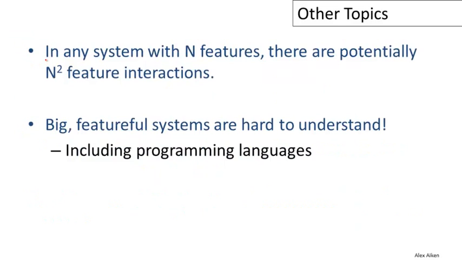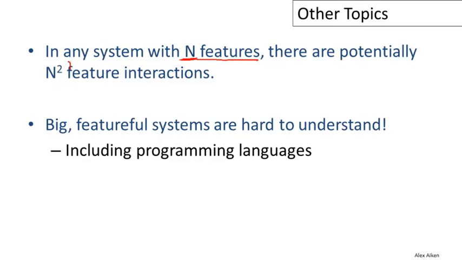Stepping back for a moment, this discussion of class initialization in Java illustrates a general point about designing complex systems. In any system with a certain number of features, and every system is going to have some number of features, let's call it n, because you want to provide some functionality. Obviously, there are things the system is supposed to do, so it's going to have some features to do those things. But as you add features, you get lots of potential interactions between the features.